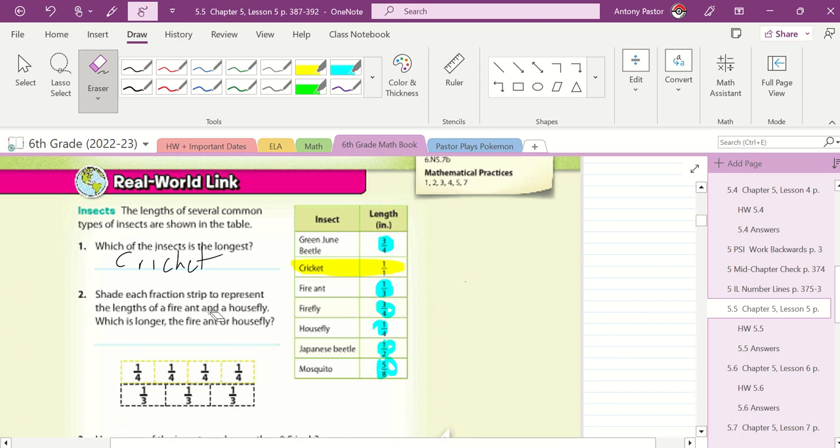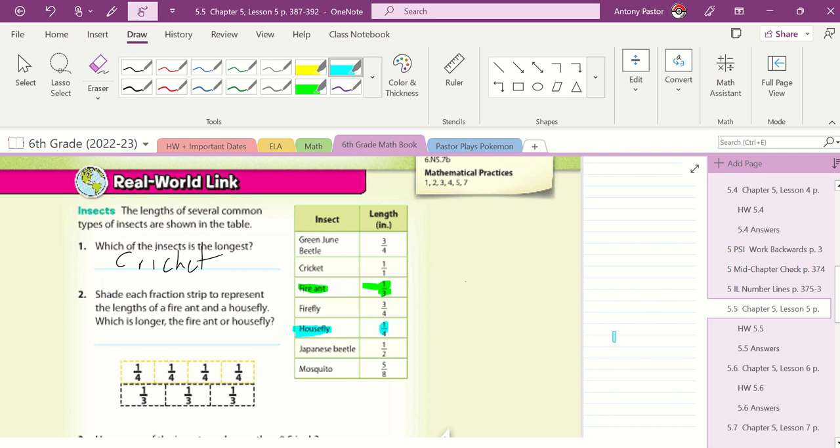Moving on to number 2. Shade each fraction strip to represent the lengths of a fire ant and a housefly. Fire ant being right there at 1/3, and a housefly, which is right here at 1/4.